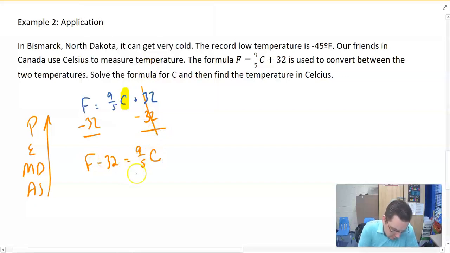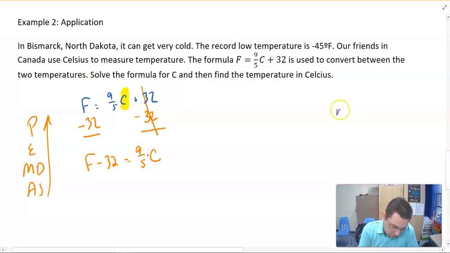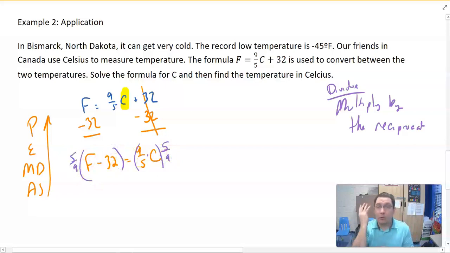Now, when we look at the next step, we see that we have 9/5 C. Remember, that's multiplication, and to undo multiplication, we have to divide. But when we divide fractions, we really multiply by the reciprocal. So that's what we're doing when we divide. I'm going to multiply by 5/9. So we multiply this side by 5/9, and we multiply this side by 5/9. Again, what we're doing to one side, we're doing to the other side.